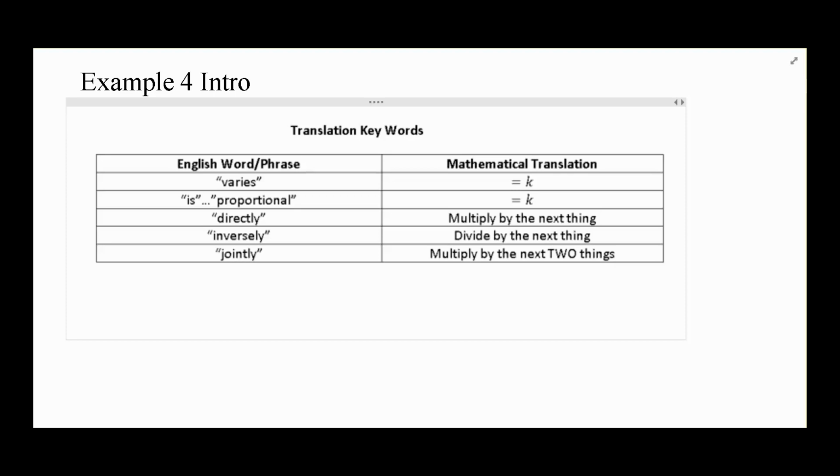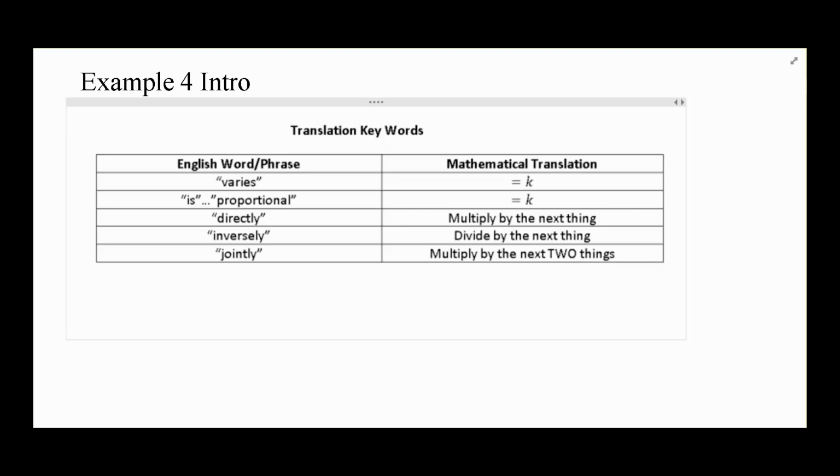Now, sometimes, though, instead of the word varies, you're going to see the word is followed later in the sentence with the word proportional. So it might say is directly proportional or is inversely proportional or something like that. Wherever the word is appears, that's where you're going to write equals K. And then the other 3 keywords are the different types of variation that we're going to deal with.